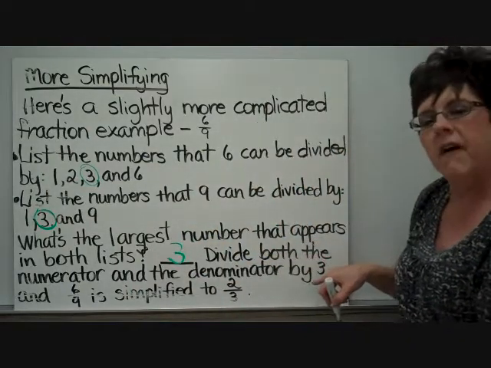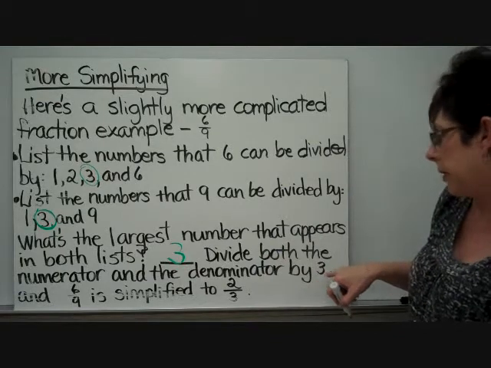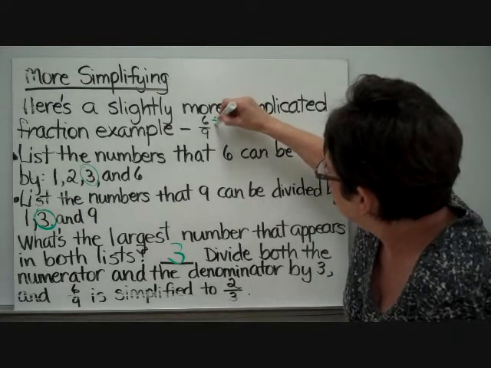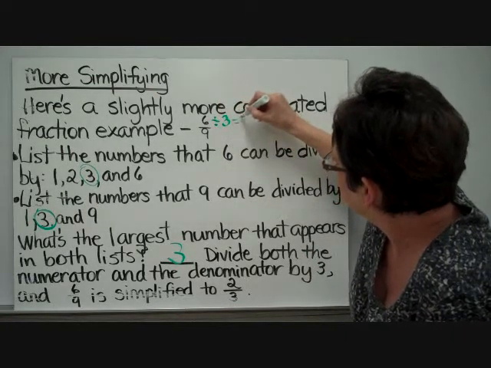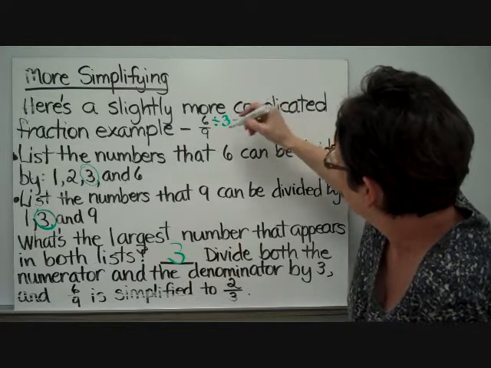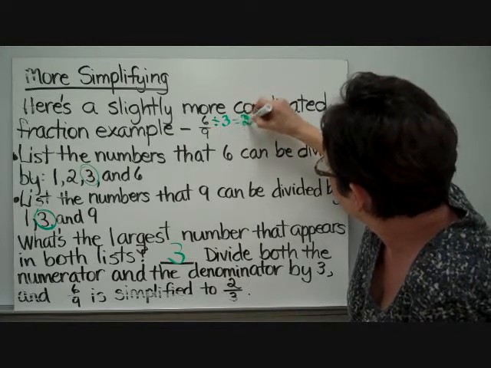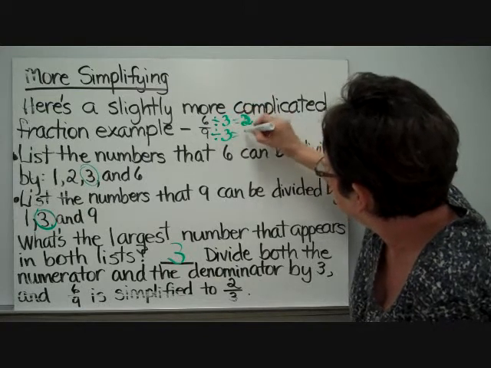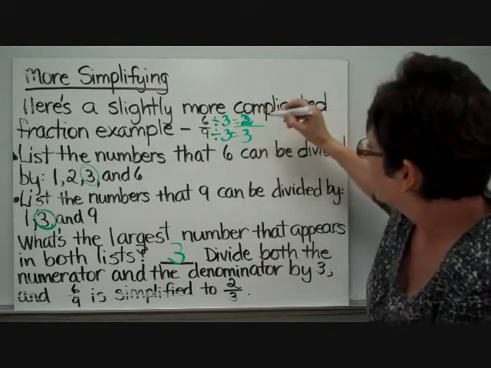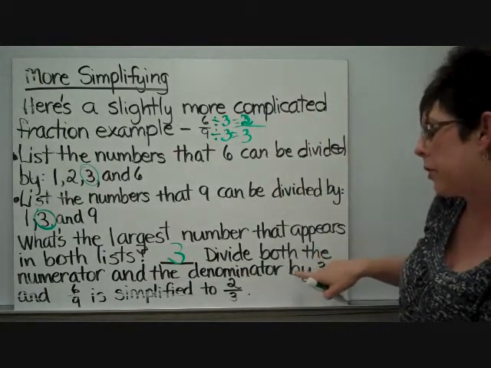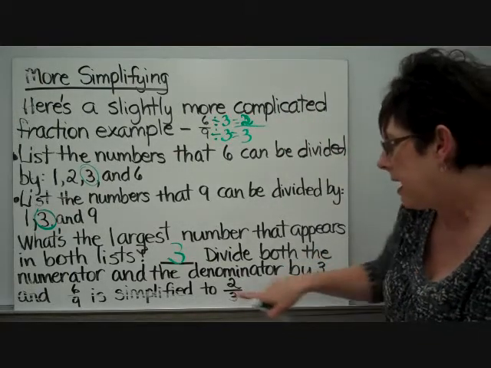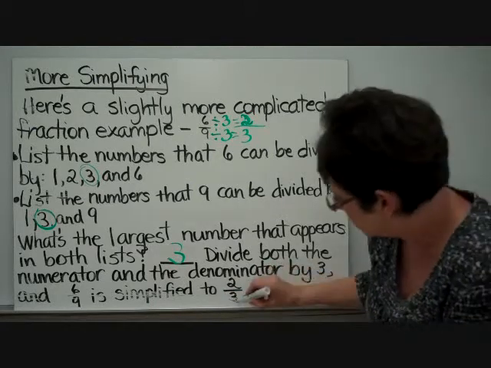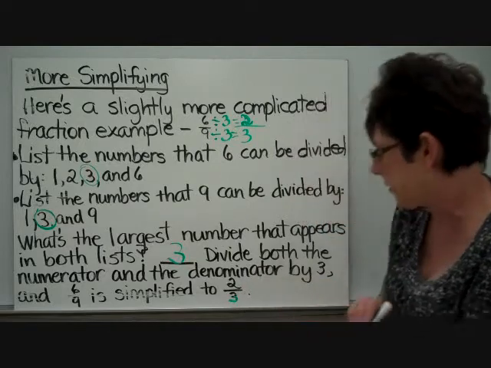So what we'll do is we'll divide the numerator and the denominator by 3. So 6 divided by 3 is 3. Excuse me, 2. And 9 divided by 3 is 3. So if we divide both the numerator and the denominator by 3, 6/9 is simplified to 2/3. 2/3.